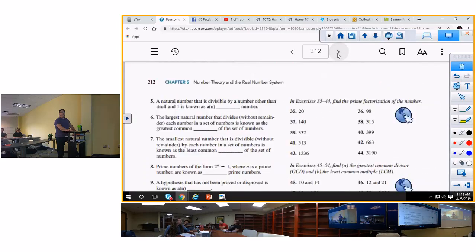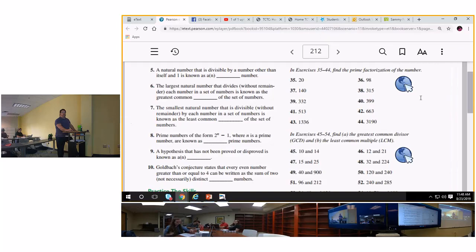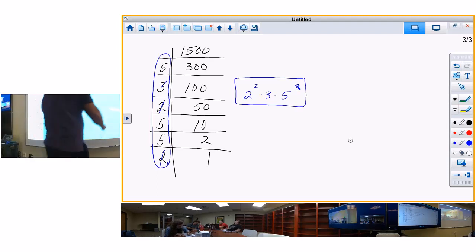There we go. Okay, let's do the prime factorization of 140. Prime factorization of 140. I'll write it on the board.